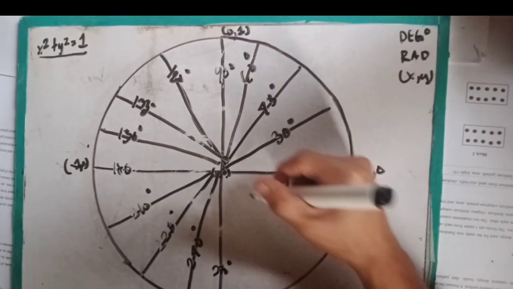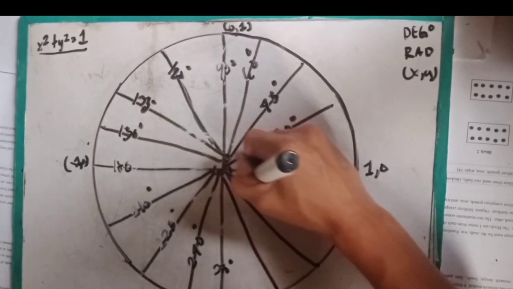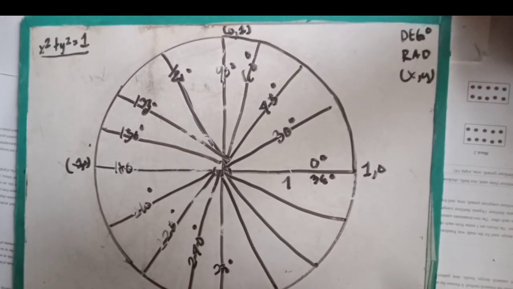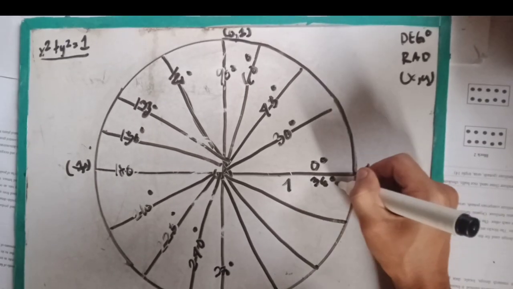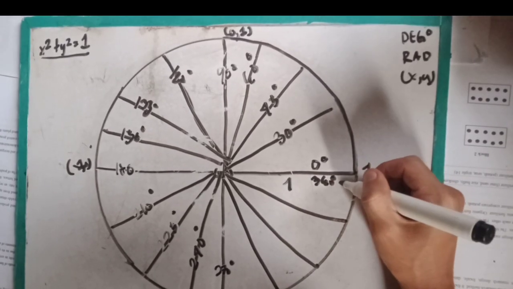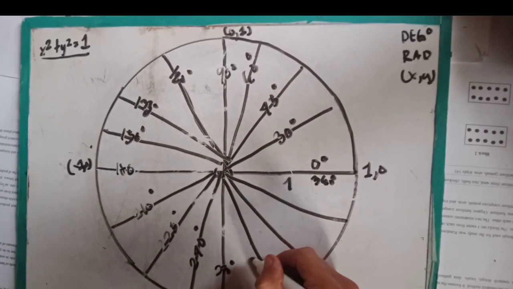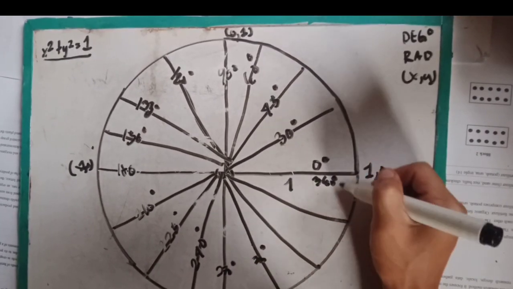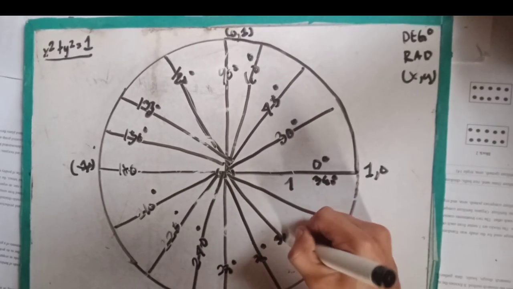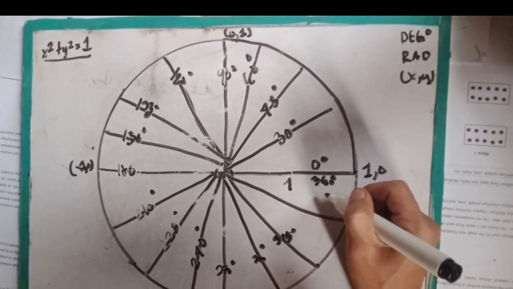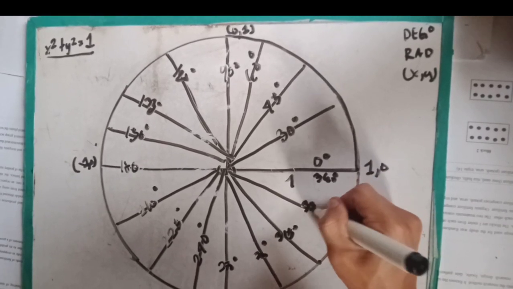And next is quadrant 4. So we'll draw an angle here. In order to get the values in quadrant 4, we will now use the 360 degrees. So 360 degrees minus 60 is equal to 300. So it is 300 degrees. 360 degrees minus 45 is 315. So it is 315 degrees. And 360 minus 30 is 330. So it is 330 degrees.